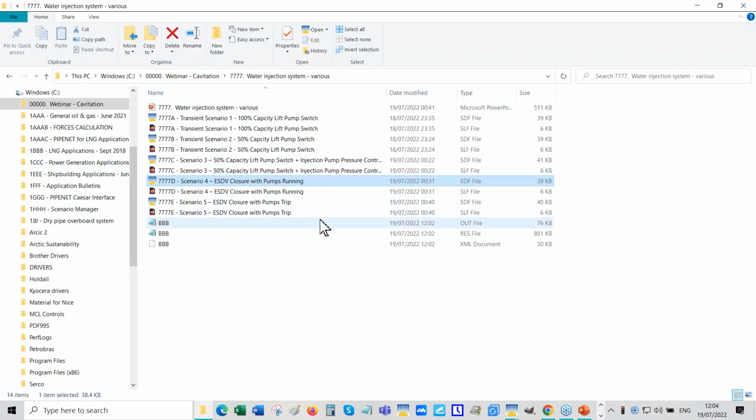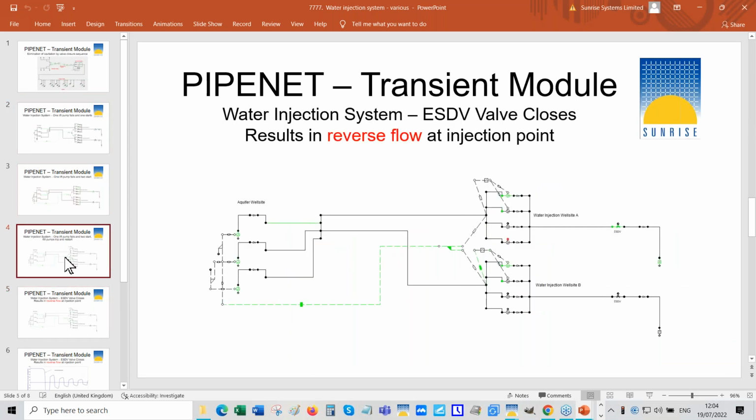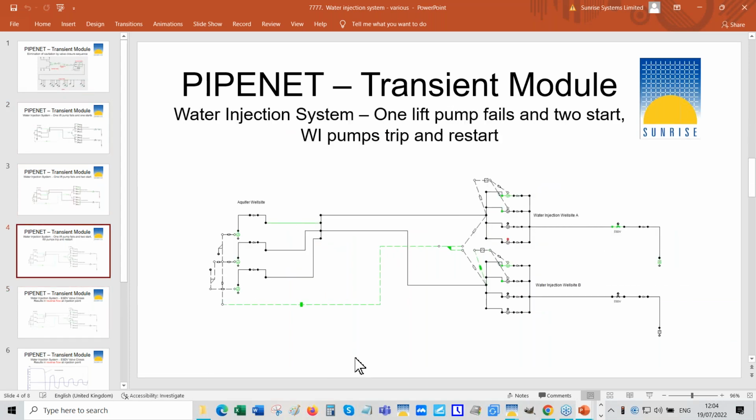There are many scenarios for water injection systems which are very interesting. Some are concerned with the control systems and things like that. Just one thing I'd like to say is that we have the PowerPoint presentations of the different scenarios and things like that. We'd be very happy to send the PowerPoint presentations to any of the attendees on request. And if you are a valid customer of PIPENET with a license, then we can also send you the data files if you are interested in that and if it will be useful to you.